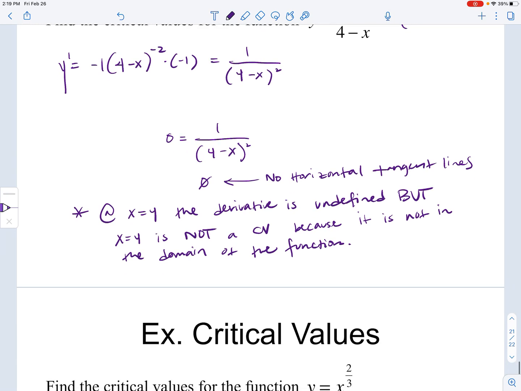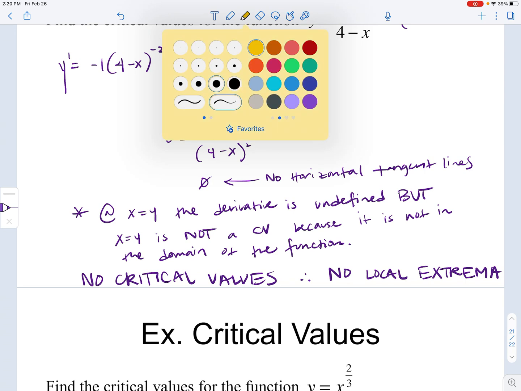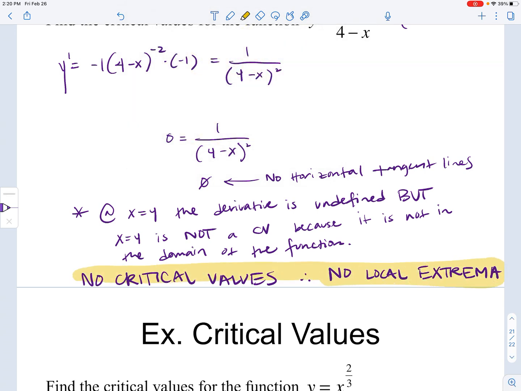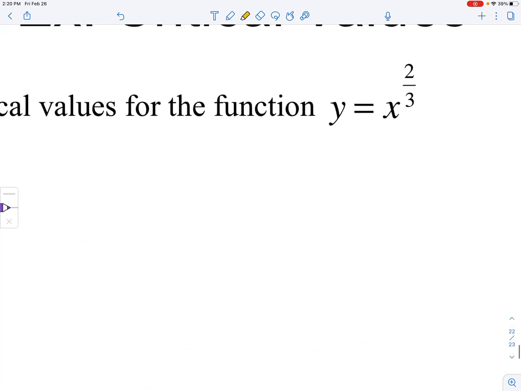No critical values means no local extrema. This function has no local max or min. Therefore, no local extrema. Okay.